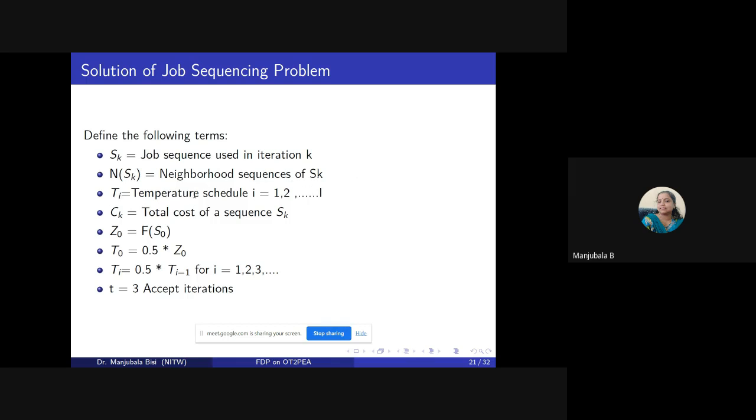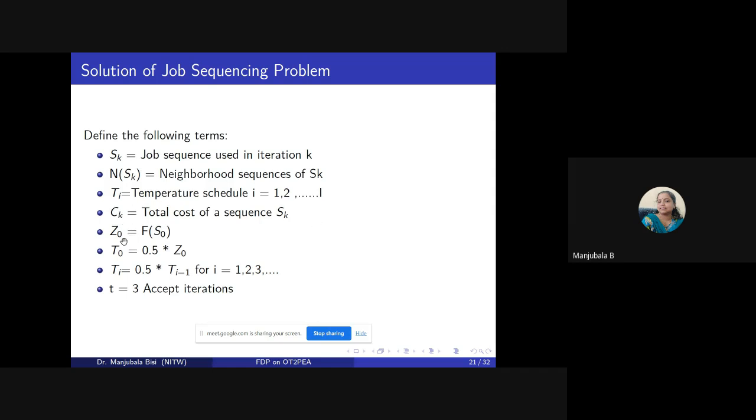Then you have to find the temperature schedule, right? What will be T_i for every i-th iteration. Then what is the total cost? That is C_k, the total cost for a sequence S_k. So this C_k value we are trying to minimize, right?